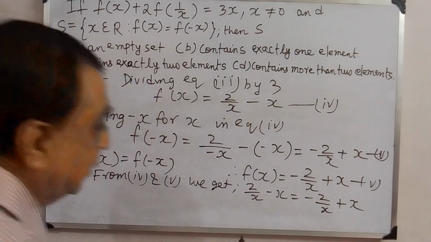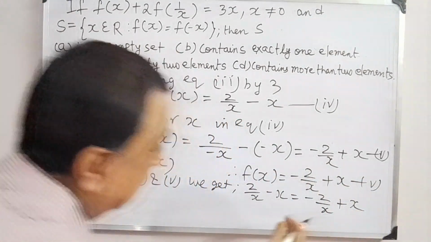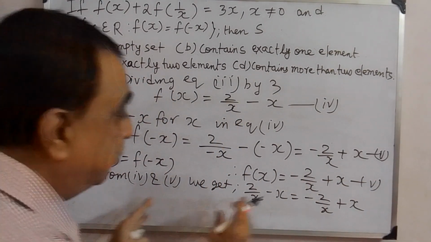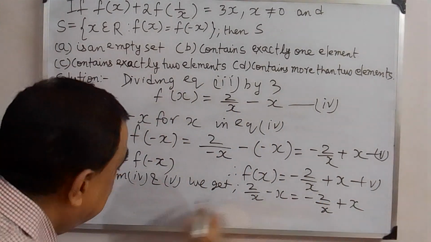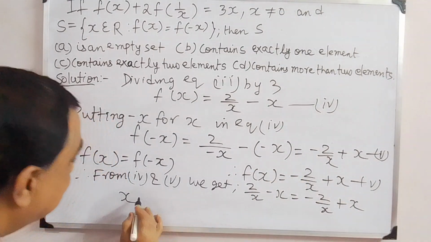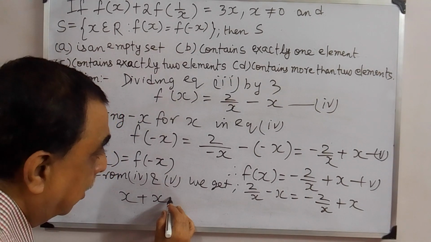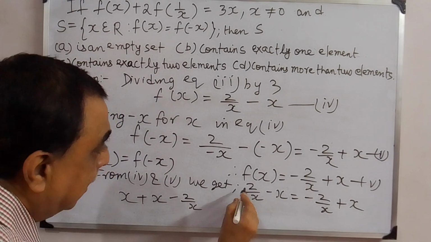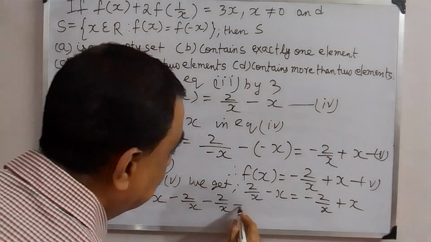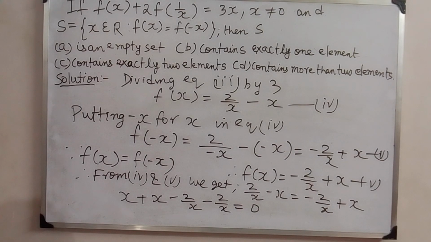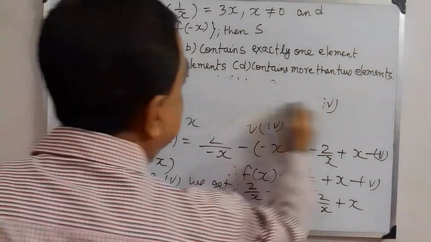Now I am taking all these terms to that side. Minus x going that side will become plus x, and this will become minus 2 by x, and plus 2 by x going that side is minus 2 by x, equal to 0. Now we are getting this equation.